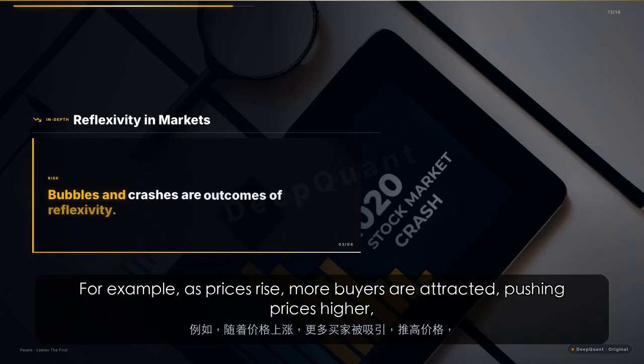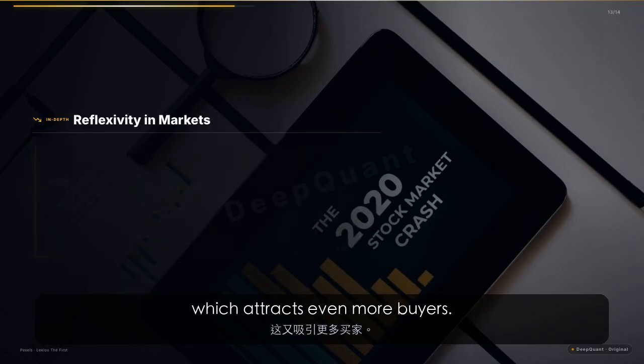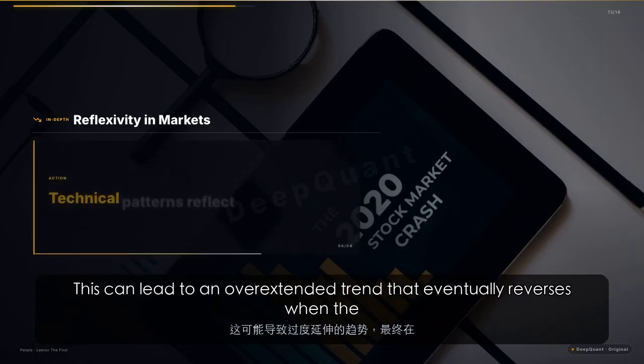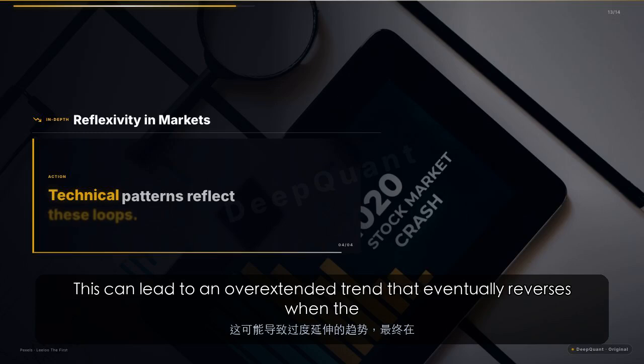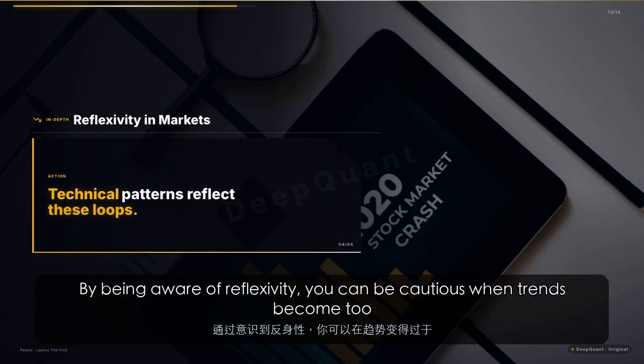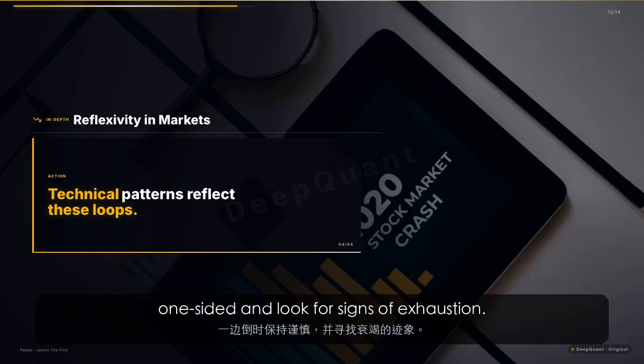For example, as prices rise, more buyers are attracted, pushing prices higher, which attracts even more buyers. This can lead to an overextended trend that eventually reverses when the feedback loop breaks. By being aware of reflexivity, you can be cautious when trends become too one-sided and look for signs of exhaustion.